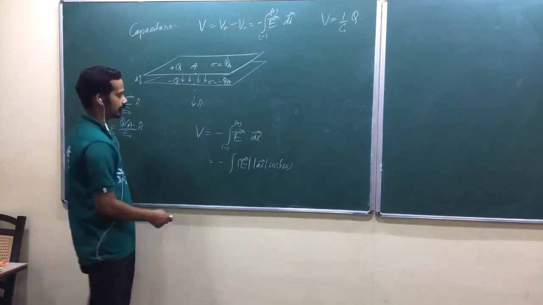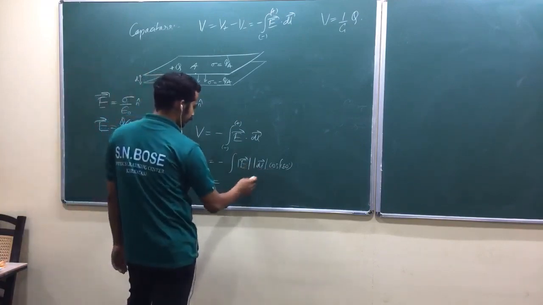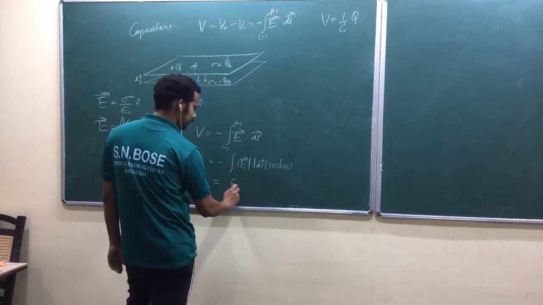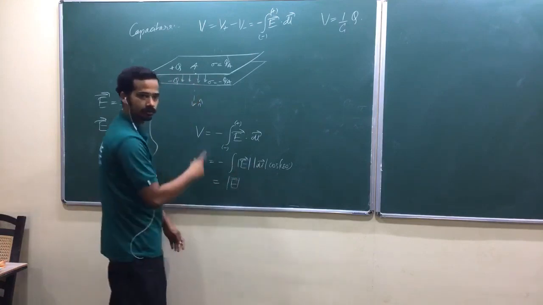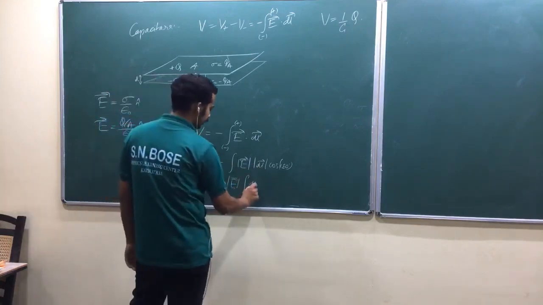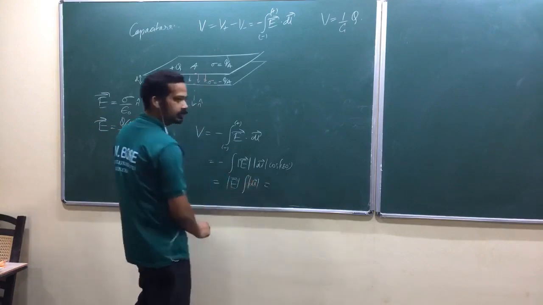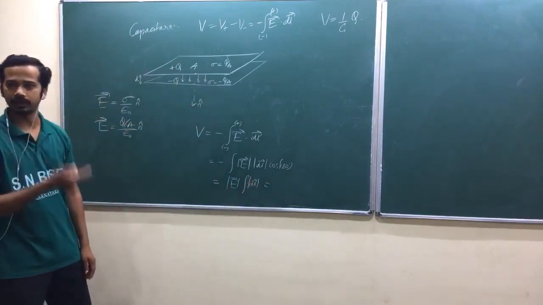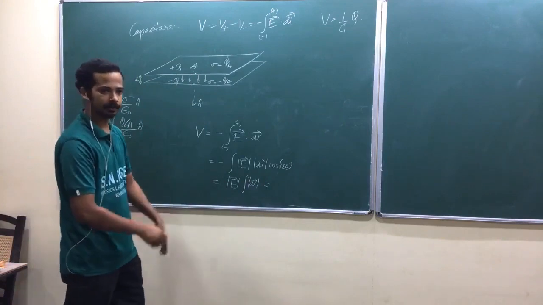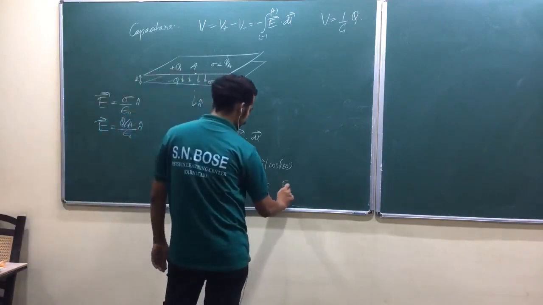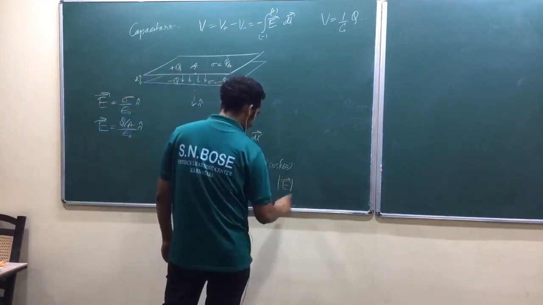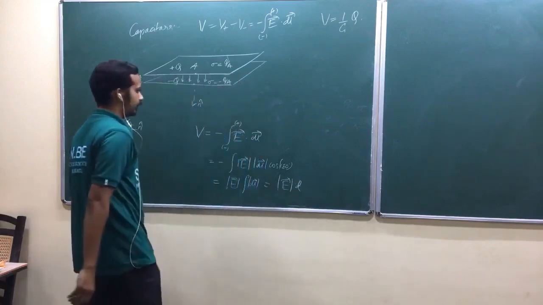I'm moving opposite to the electric field direction, so that's why the negative sign will get cancelled. Electric field is constant throughout your path, am I right? Integral of dl. What is the integral of dl? Negative to positive, straight line. D, the distance between the plates, isn't it? So electric field into the distance between the plates, am I right?